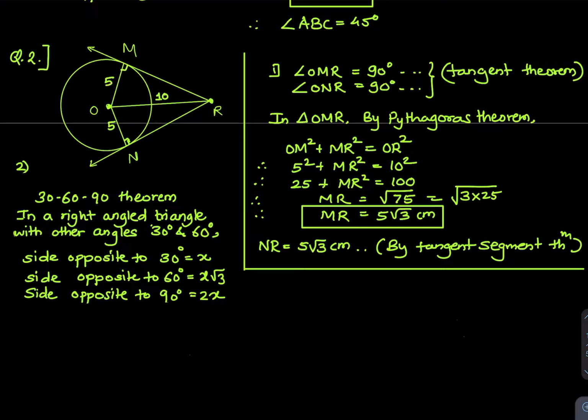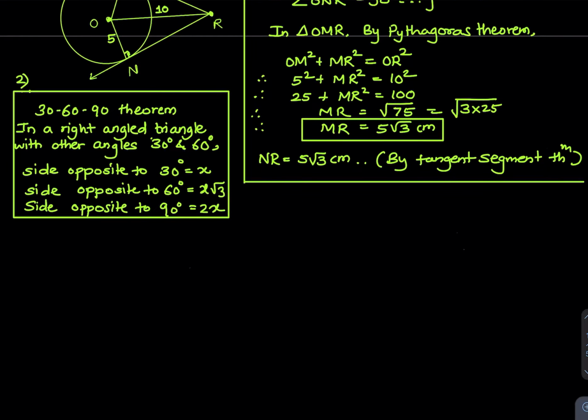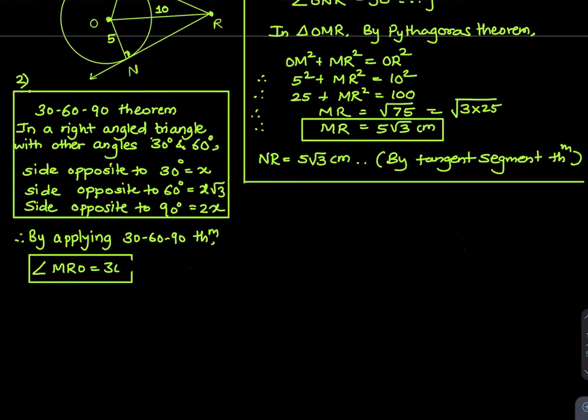Here this side is 5, which is our x, and it is written that the side opposite to 30 degrees is x. So this is the side x which is opposite to the angle MRO. So in short, angle MRO will be the 30 degree angle. This theorem you will see in the second chapter on the Pythagoras theorem. So by applying this theorem we get angle MRO equal to 30 degrees.